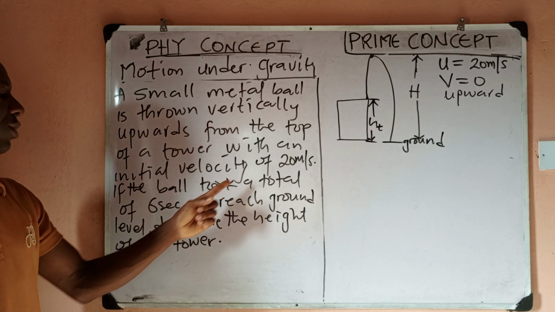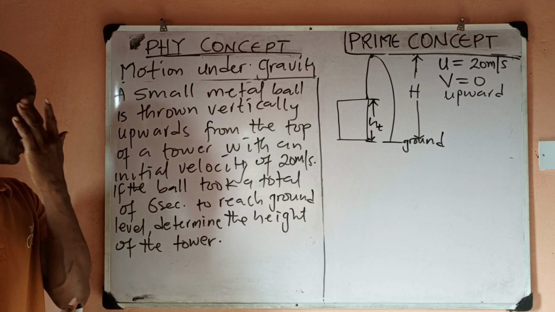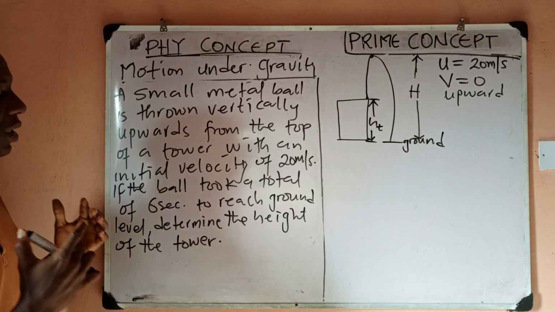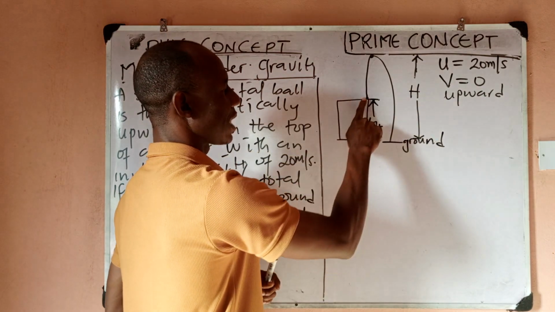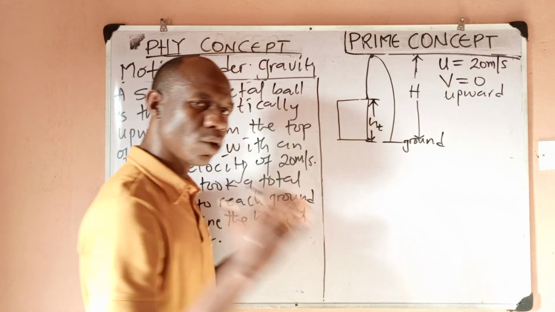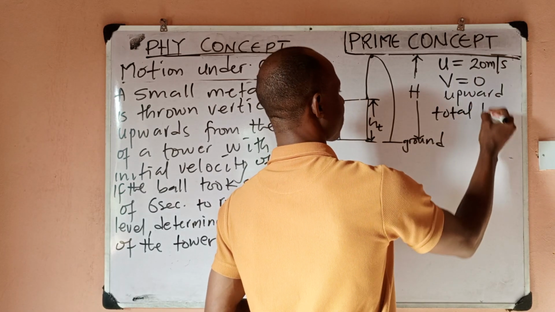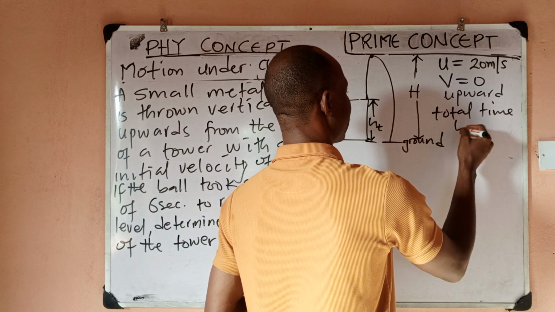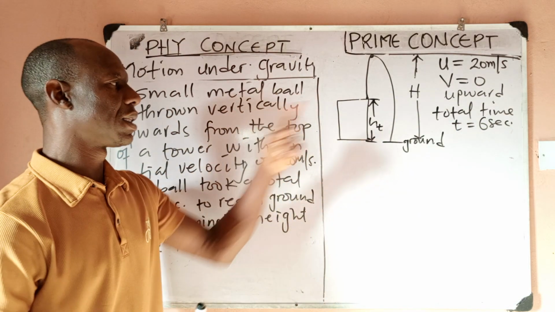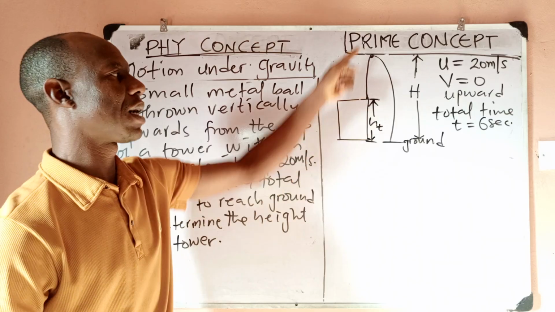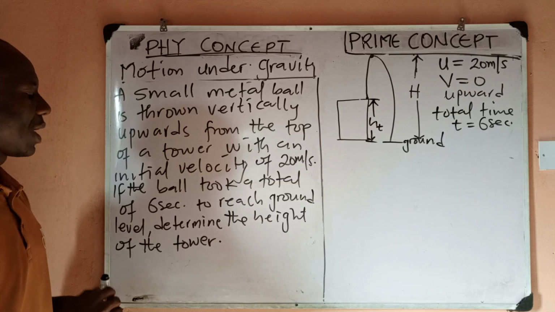If the ball took a total of 6 seconds to reach the ground level, determine the height of the tower. So the ball moved from the tower upwards and then returned to the ground. The time it took to move up and return to the ground, the total time, is t equals 6 seconds. So we are going to find out the time it took to move from just the tower to the highest point. So let's solve this one after the other.